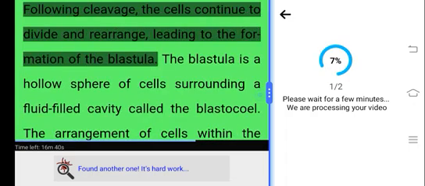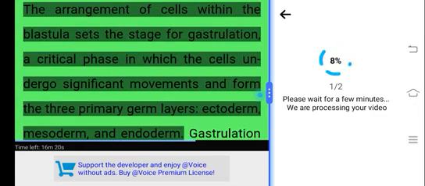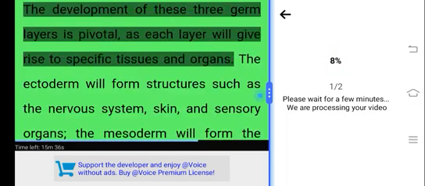Following this, the cells continue to divide and rearrange, leading to the formation of the blastula. The blastula is a hollow sphere with a fluid-filled cavity called the blastocoel. The arrangement of cells within the blastula sets the stage for gastrulation, a critical phase in which the cells undergo significant movements and form the 3 primary germ layers: ectoderm, mesoderm, and endoderm. Gastrulation results in the reorganization of the embryo from a simple, spherical shape to a more complex structure with distinct internal and external regions. The development of these 3 germ layers is pivotal, as each layer will give rise to specific tissues and organs.